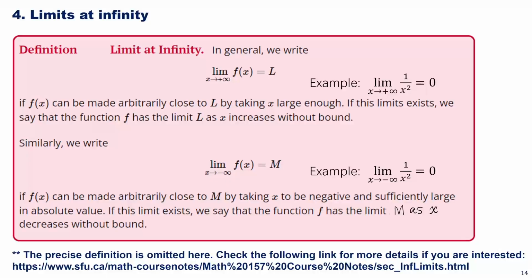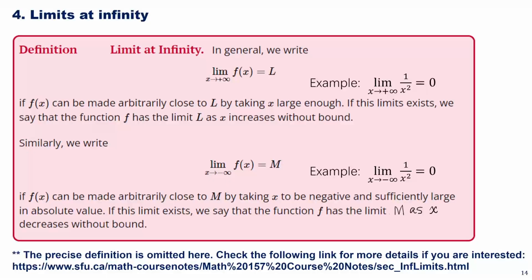And similarly, we can write the limit of f(x) when x approaches negative infinity equals m, if f(x) can be made arbitrarily close to m by taking x to be negative and sufficiently large in absolute value. If this limit exists, we say that the function f has the limit m as x decreases without bound. For example, if we consider the same function 1 over x squared, when x approaches negative infinity, we know x squared will approach positive infinity, and therefore its reciprocal will approach 0, right? You see that?